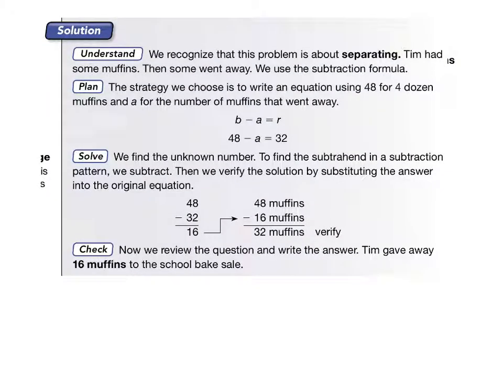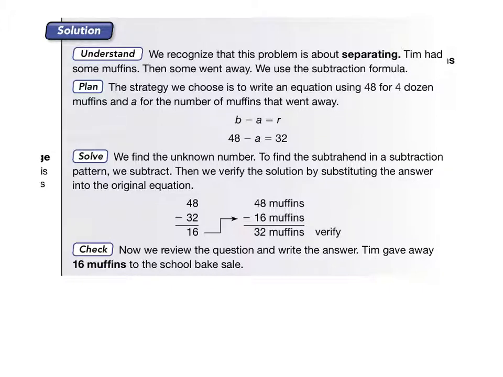So understand the problem. We understand that this is separating, so we're going to use a subtraction formula. Our plan is that we're going to write an equation, and we had a beginning amount. We're going to put a beginning amount of 48 because that was 4 dozen, and 4 times 12 is a dozen. Then we don't know how much he gave away, but we know he had 32 left. That's the remaining. In order for us to solve for A, we actually have to solve this now and subtract 48 minus 32 to get 16. Then we check it by subtracting again to verify. So now we review the question and write the answer, or you can add to check. And 16 muffins was the answer.